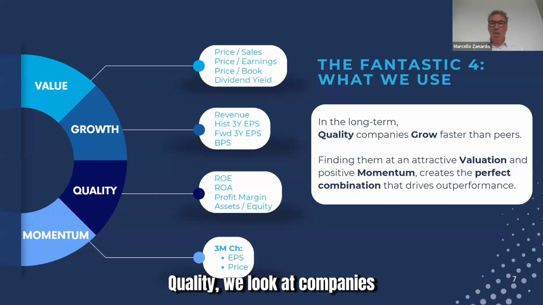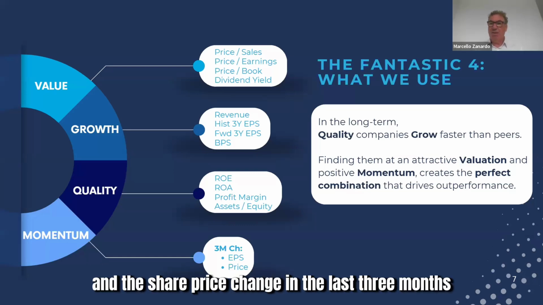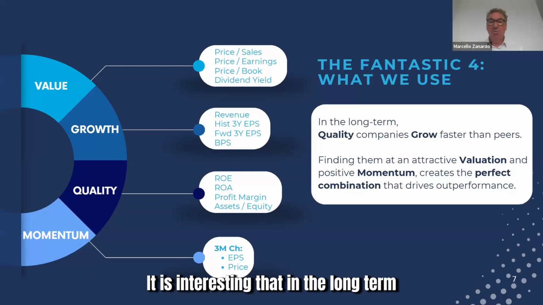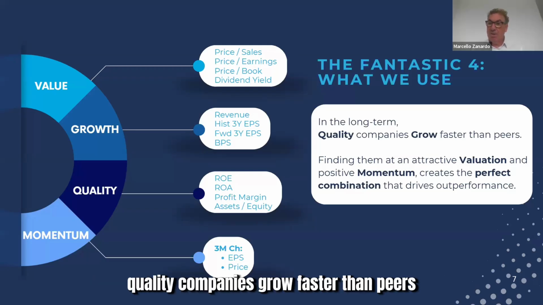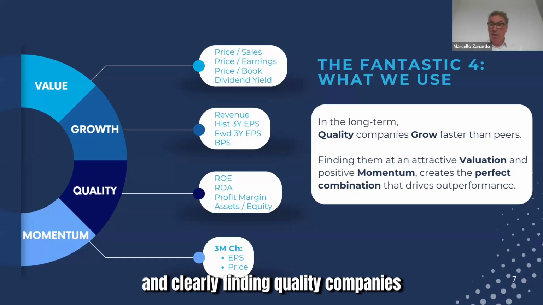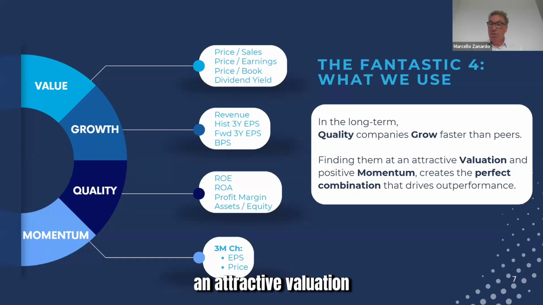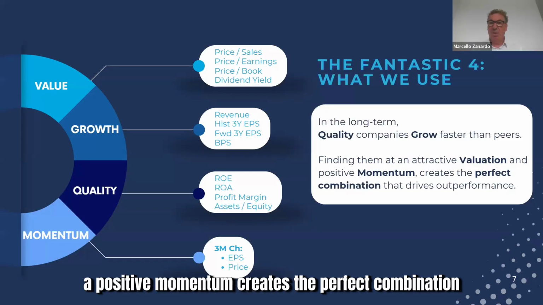For quality, we look at companies which are considered high quality, looking at profitability like ROE, return on equity, ROA, return on assets, profit margins, and asset to equity. Once we rank our stocks based on those three factors, we also add momentum. Momentum looks at the EPS change and the share price change in the last 3 months. It is interesting that in the long term, quality companies grow faster than peers, and clearly finding quality companies, at an attractive valuation, with a positive momentum creates the perfect combination.